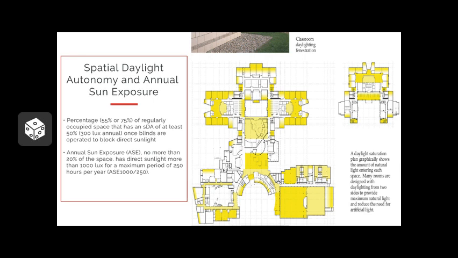But along with daylight autonomy is another type of measurement called annual sun exposure, or ASE. And that's basically saying that no more than 20% of the space has direct sunlight for more than 1,000 lux, which equates to 100 foot candles, for a maximum of 250 days per year. And these metrics are within the LEED standards and also within the WELL building.